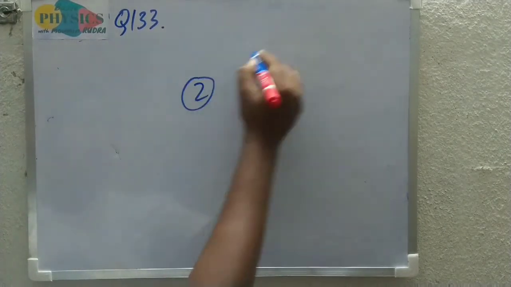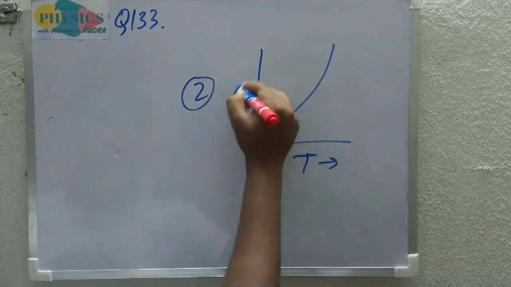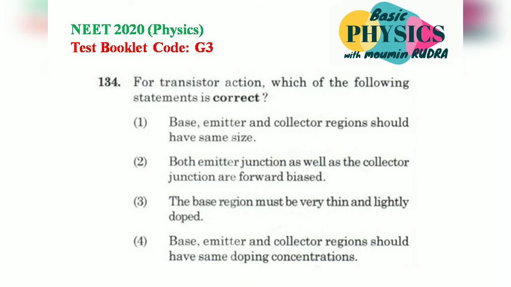Question number 133. Which of the following graphs represents the variation of resistivity with temperature for copper? Copper is a metal. So when we increase the temperature, the metal's resistivity increases. So option 2, where resistivity also increases, is the right answer.